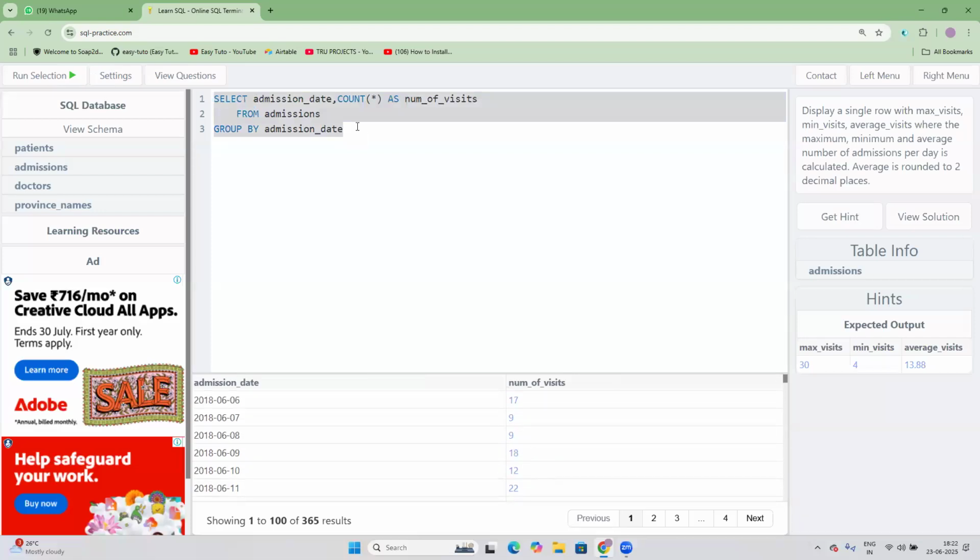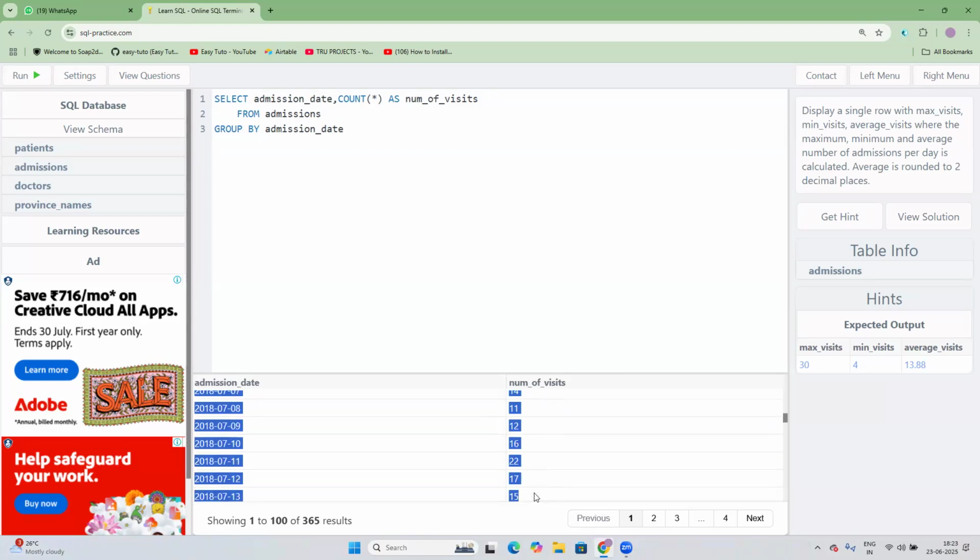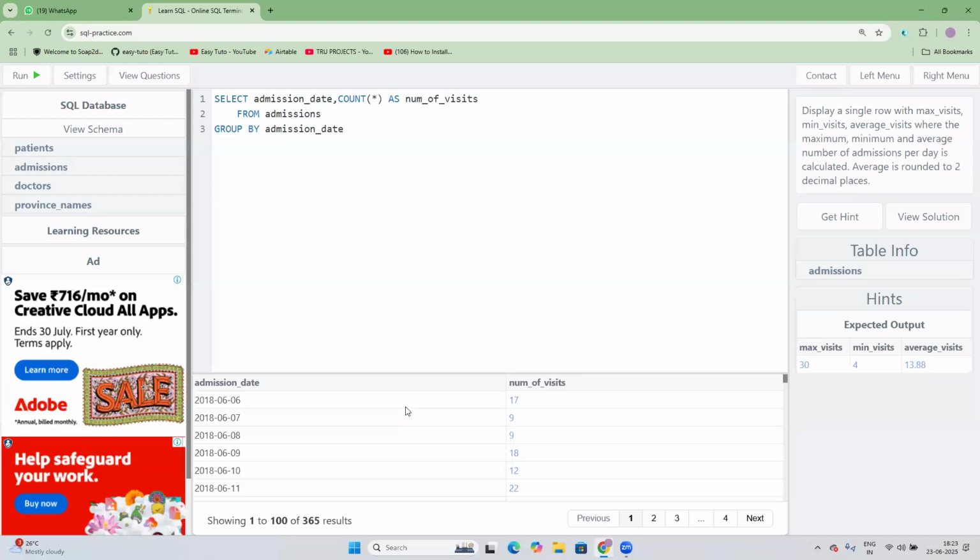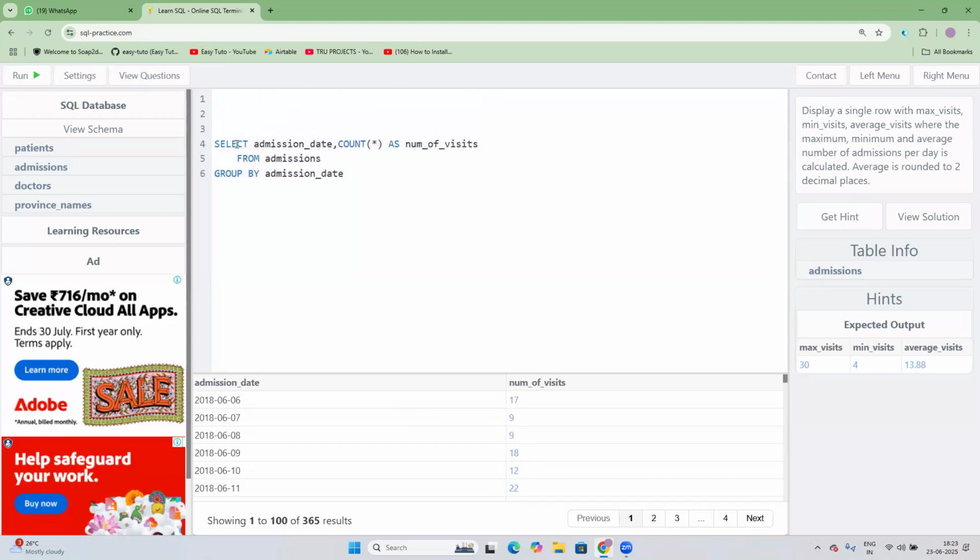Everyone understood this logic? Yes, Jay. Okay. Now, when I ran this, I got this table, right? This is a whole independent new table, correct? We will use this output as a table now. Let's say in our table, there are two columns, admission date and number of visits.